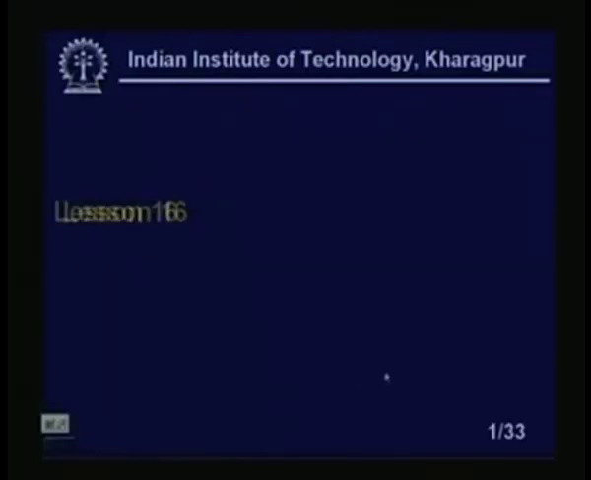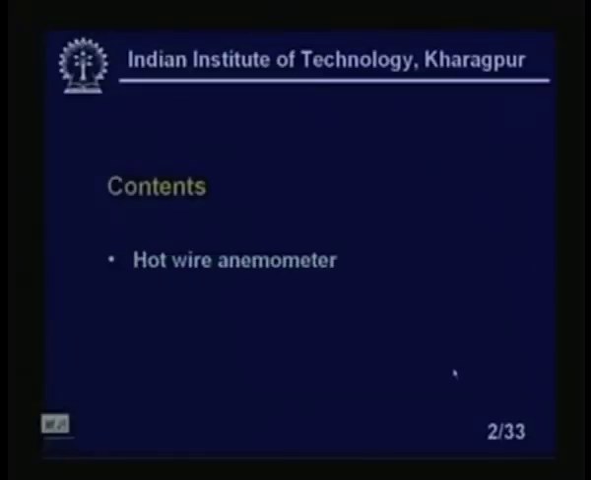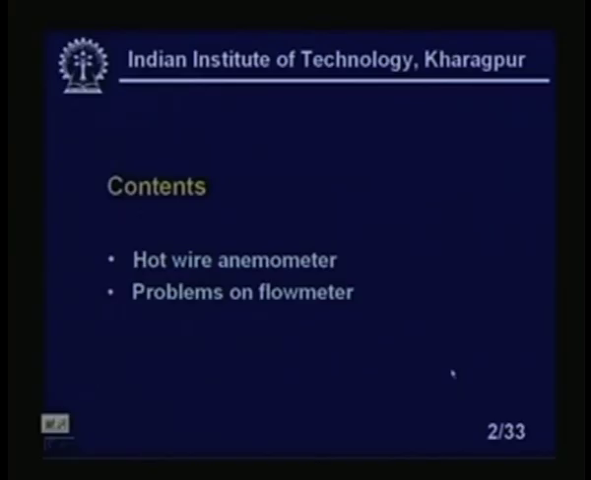Welcome to the class of industrial instrumentation. So, this is lesson 16. In this lesson, we will consider flow meters because we are continuing for the last several lessons with flow meters. This lesson will also cover the flow meter, and the contents of this lesson: the hot wire anemometer, one of the most widely used industrial flow meters both for liquids and gases, that we will discuss in this particular lesson. Also we will solve several problems on the flow meter.